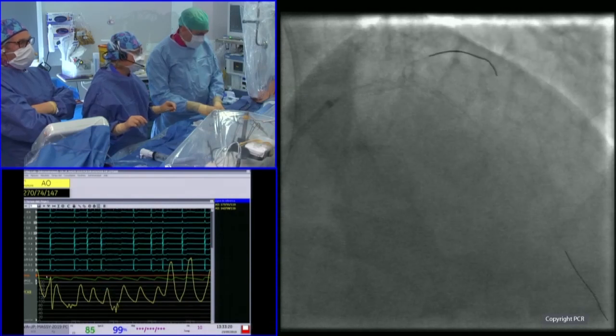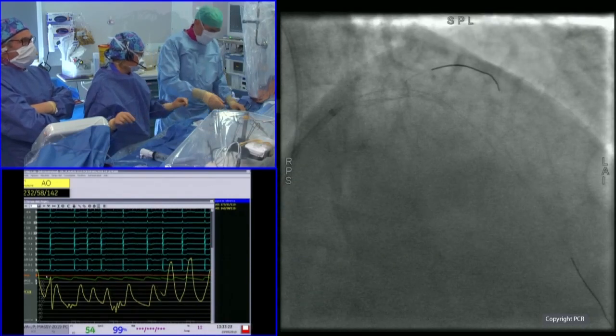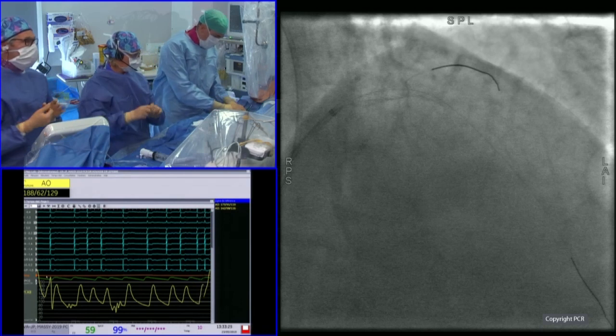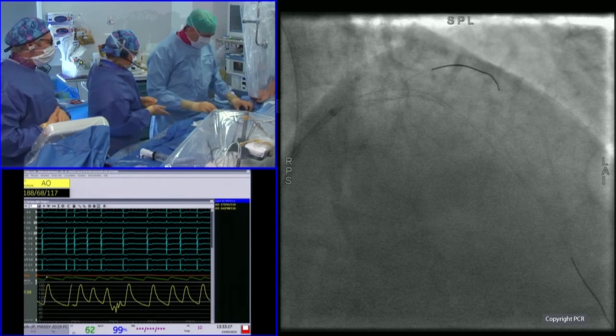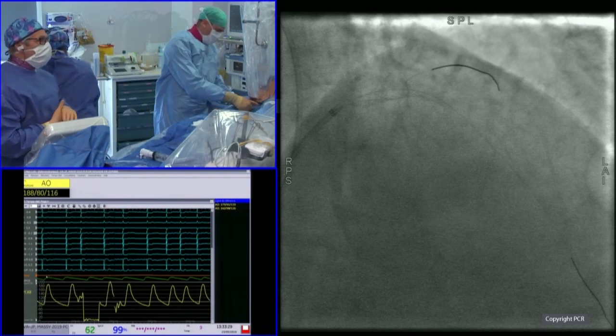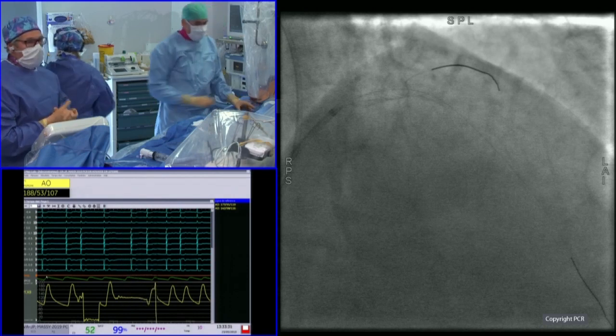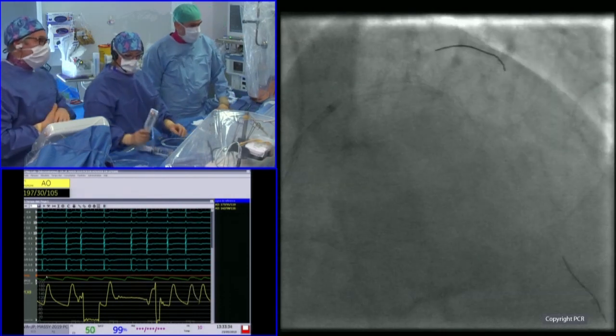Yeah, exactly. And of course, if you do not have enough time, you can post-dilate a second time with the same balloon. So 2 times 20 seconds is better than 1 time 10 seconds.